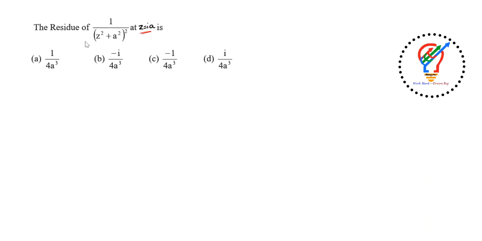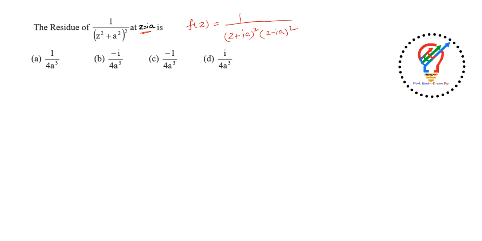Next one. The residue of 1 by (z square plus a square) whole square at z equal to ia. So this is the problem here. We need to find the residue. First I will write down the formula. So f of z is equal to 1 by, simplifying it, (z plus ia) whole square into (z minus ia) whole square.